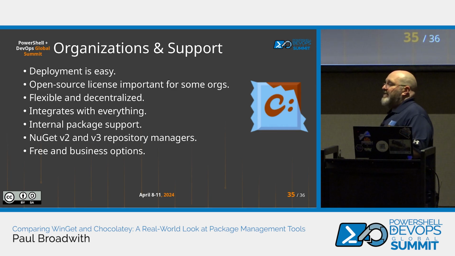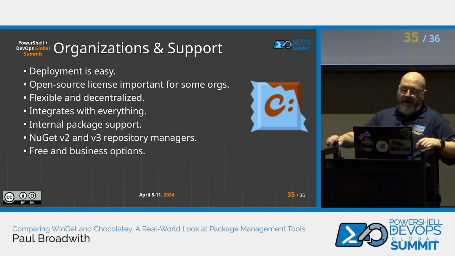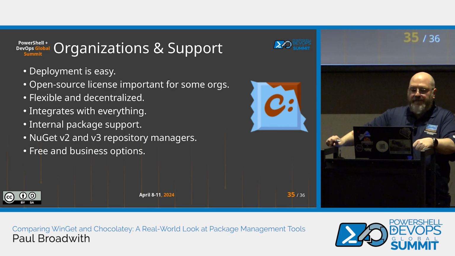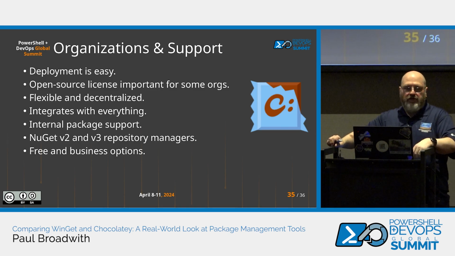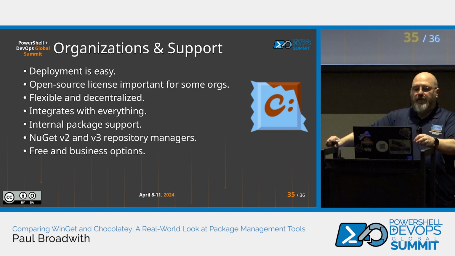Chocolatey CLI, on the other hand, deployment is easy. Like, it's the same as WinGet, different options, but the same. It's easy. Open source license. It's Apache for Chocolatey CLI. It's flexible and decentralized in the sense it's not tied to Microsoft, Azure, AWS, or anything else. It works with everything. We say it integrates with everything, but it's working with the tools that we talked about today, the configuration managers and the repository managers.